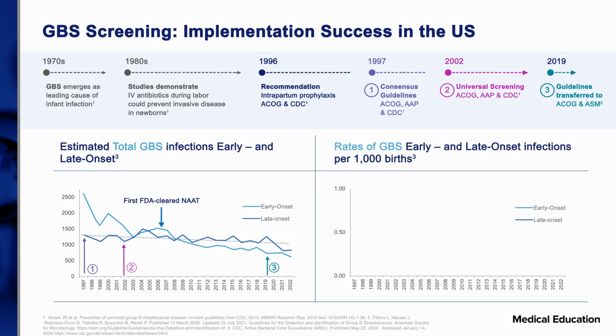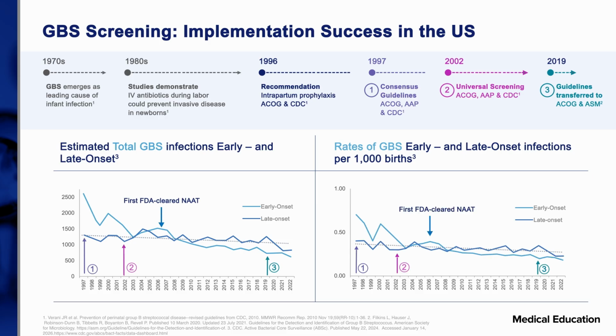So first was the guidelines to treat, and then universal screening led to finding more cases, and you continue to see this drop. And this is reflected also on the right-hand side when we look at rates of GBS early onset infections per 1,000 births. You see that same trend.